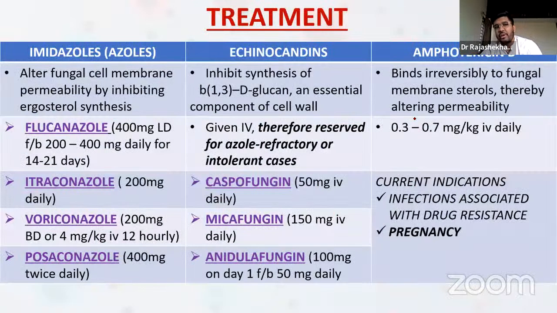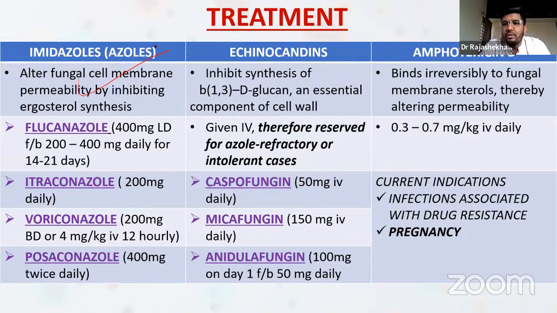How will you consider the treatment? The first line of treatment is usually the azoles. They act by altering the fungal cell membrane, by altering its permeability, and by inhibiting the synthesis of ergosterol, that is the cell membrane cholesterol. There are mainly four azoles used in the treatment of candida infection: fluconazole, itraconazole, voriconazole, and posaconazole. Although posaconazole is reserved, fluconazole and itraconazole are very commonly used OPD-basis treatments nowadays.